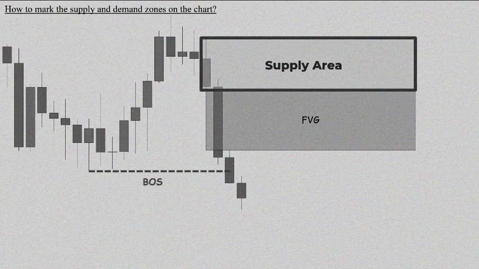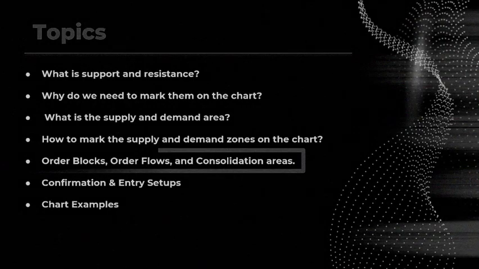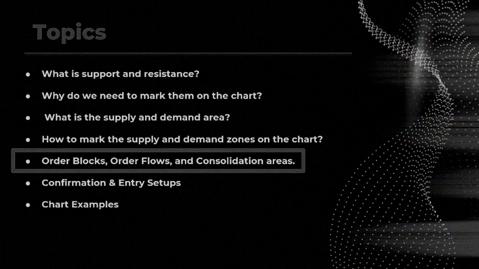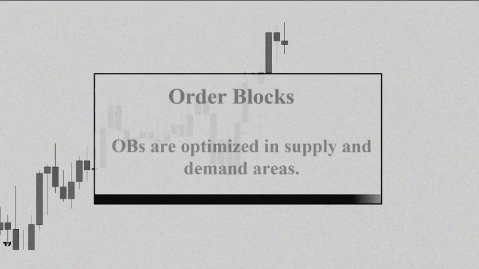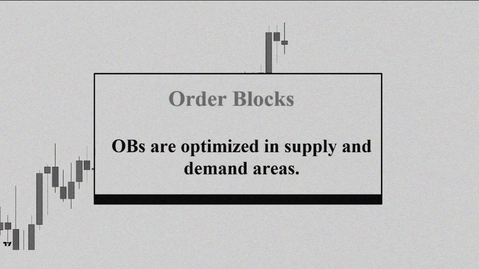Now, we mark 3 types of supply and demand zones on the chart depending on the market structure formation. This includes order blocks, order flows, and consolidation areas. Order blocks are optimized supply and demand areas.